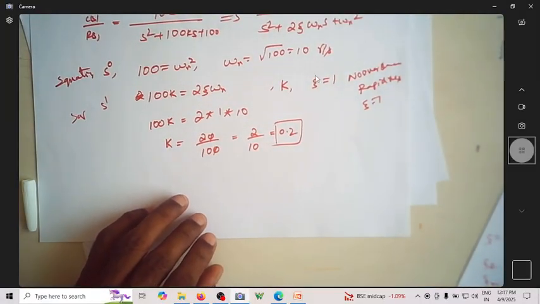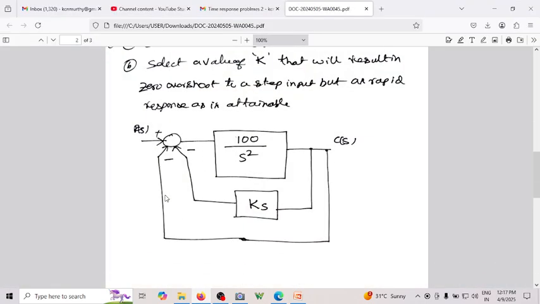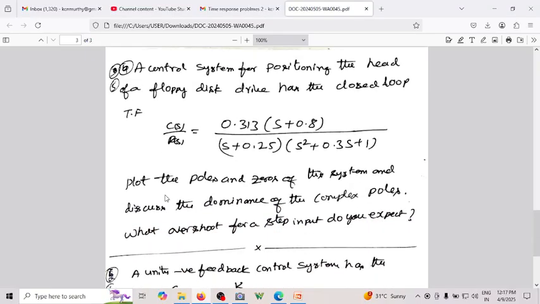Okay, fine. So let us go to the next problem. I'll come to this part A later. Now what we have is: a control system for positioning the head of a floppy disk drive has a closed loop transfer function given there. Plot the poles and zeros of the system and discuss the dominance of the complex pole. What overshoot for a step input do you expect?